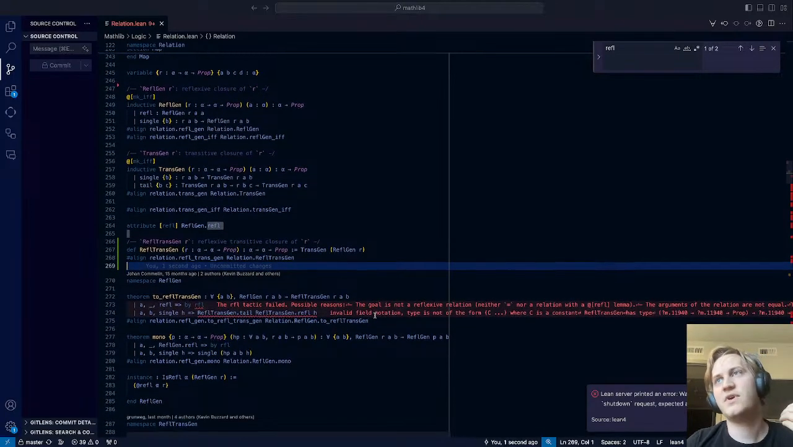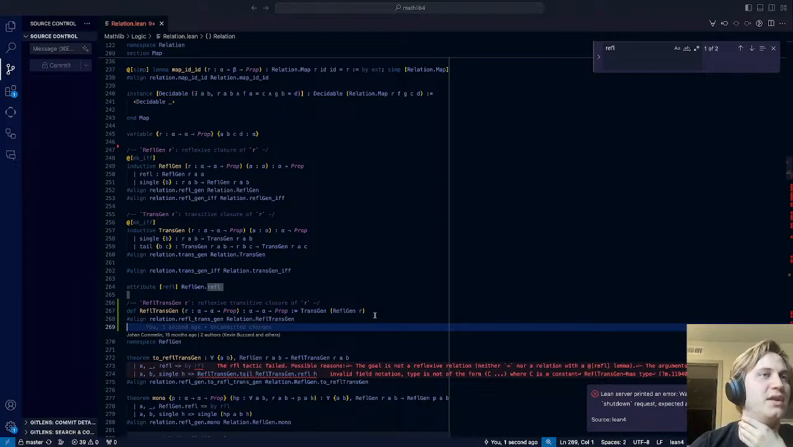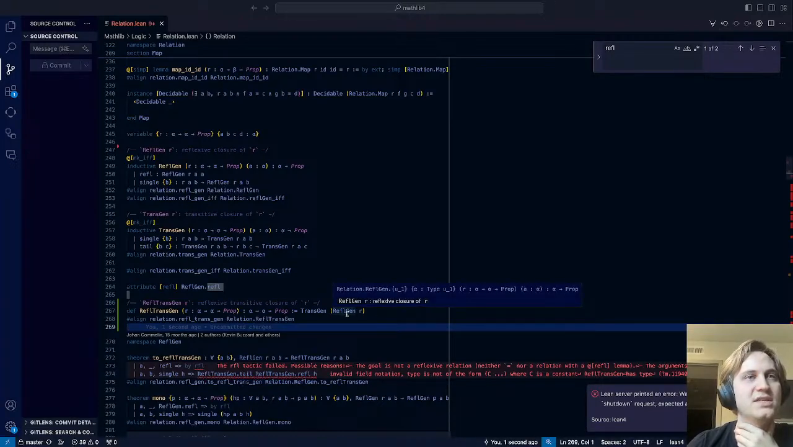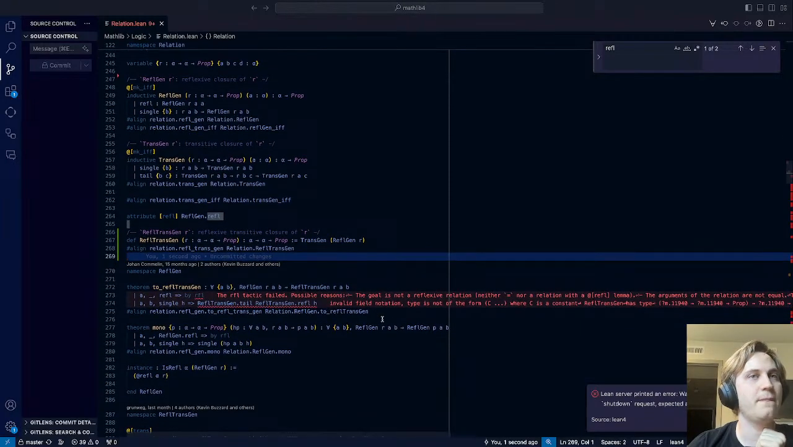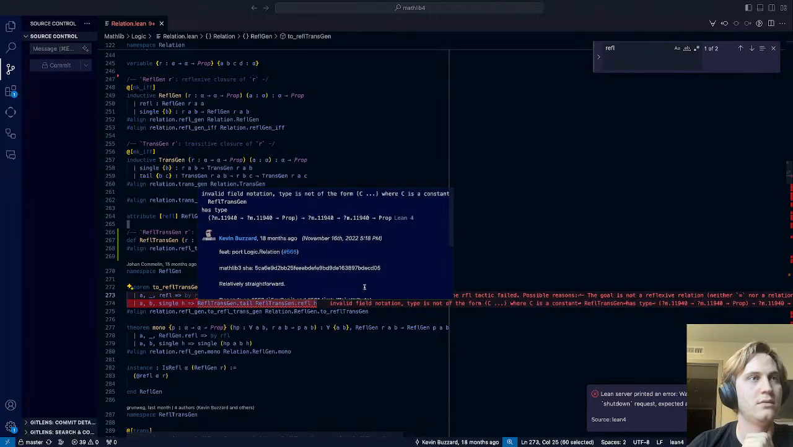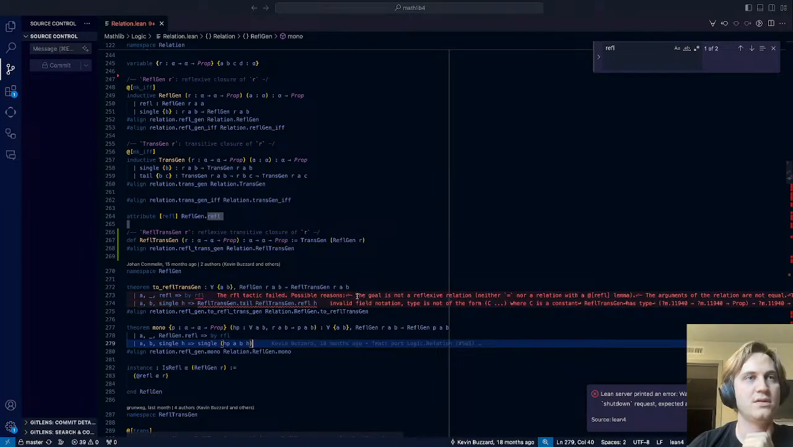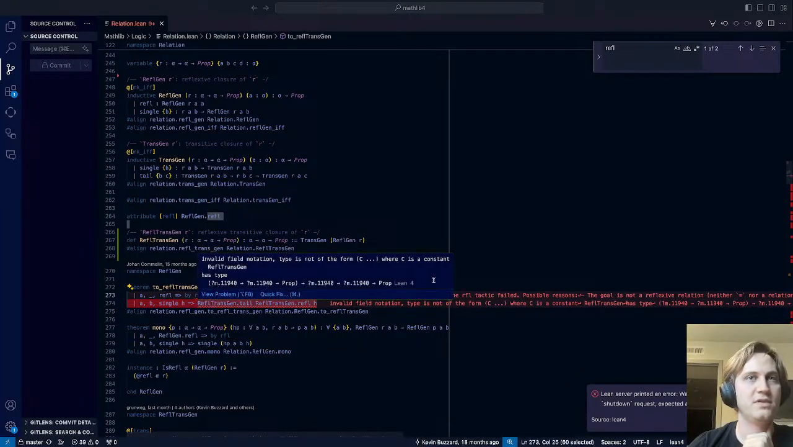Right. So I've done this, and now I've broken everything. But the key important thing is that I made the change that I was supposed to. Now ReflTransGen is now just the transitive closure of the reflexive closure of R, which I think is fine. So ReflGen implies ReflTransGen. So this is a theorem. Let's now prove the theorem.